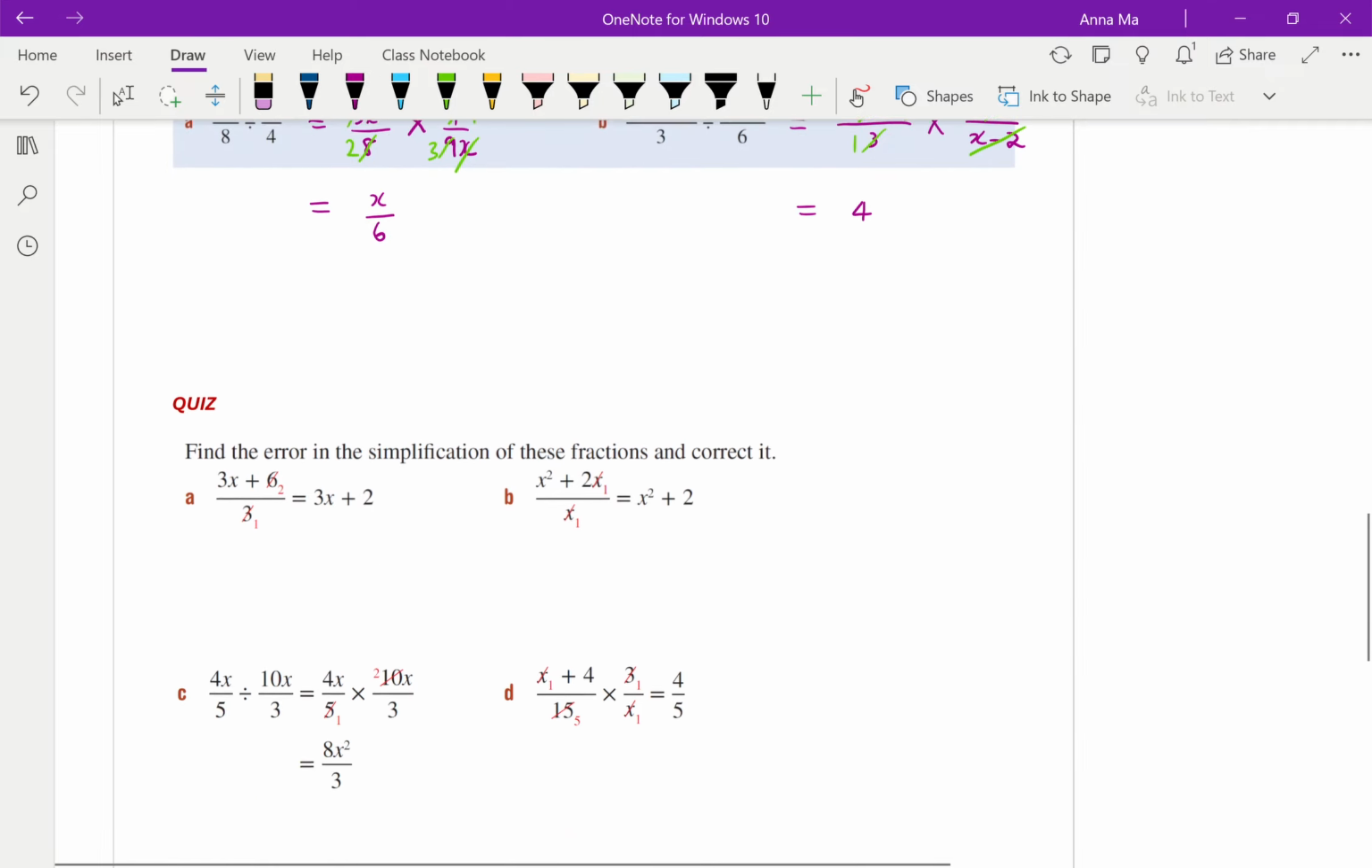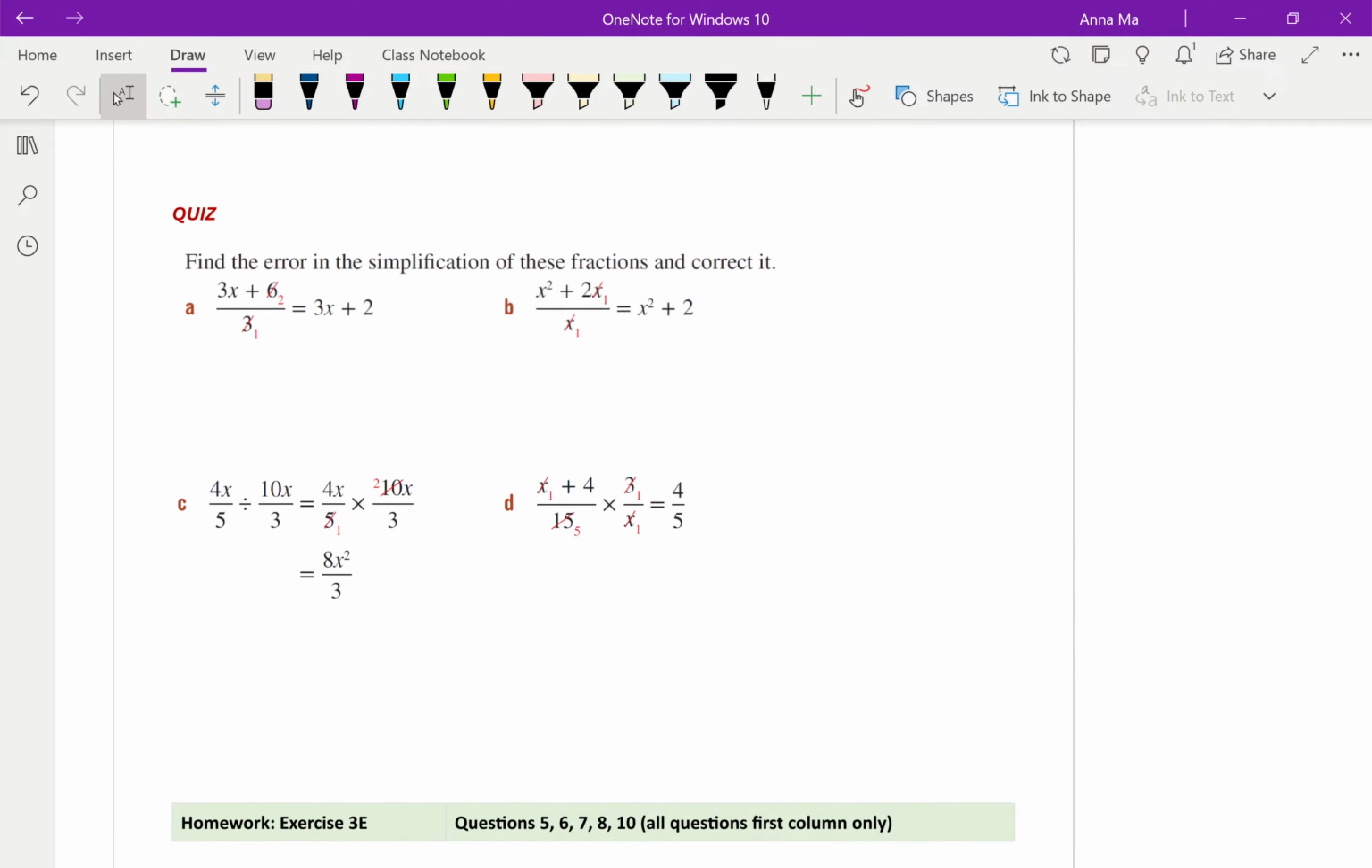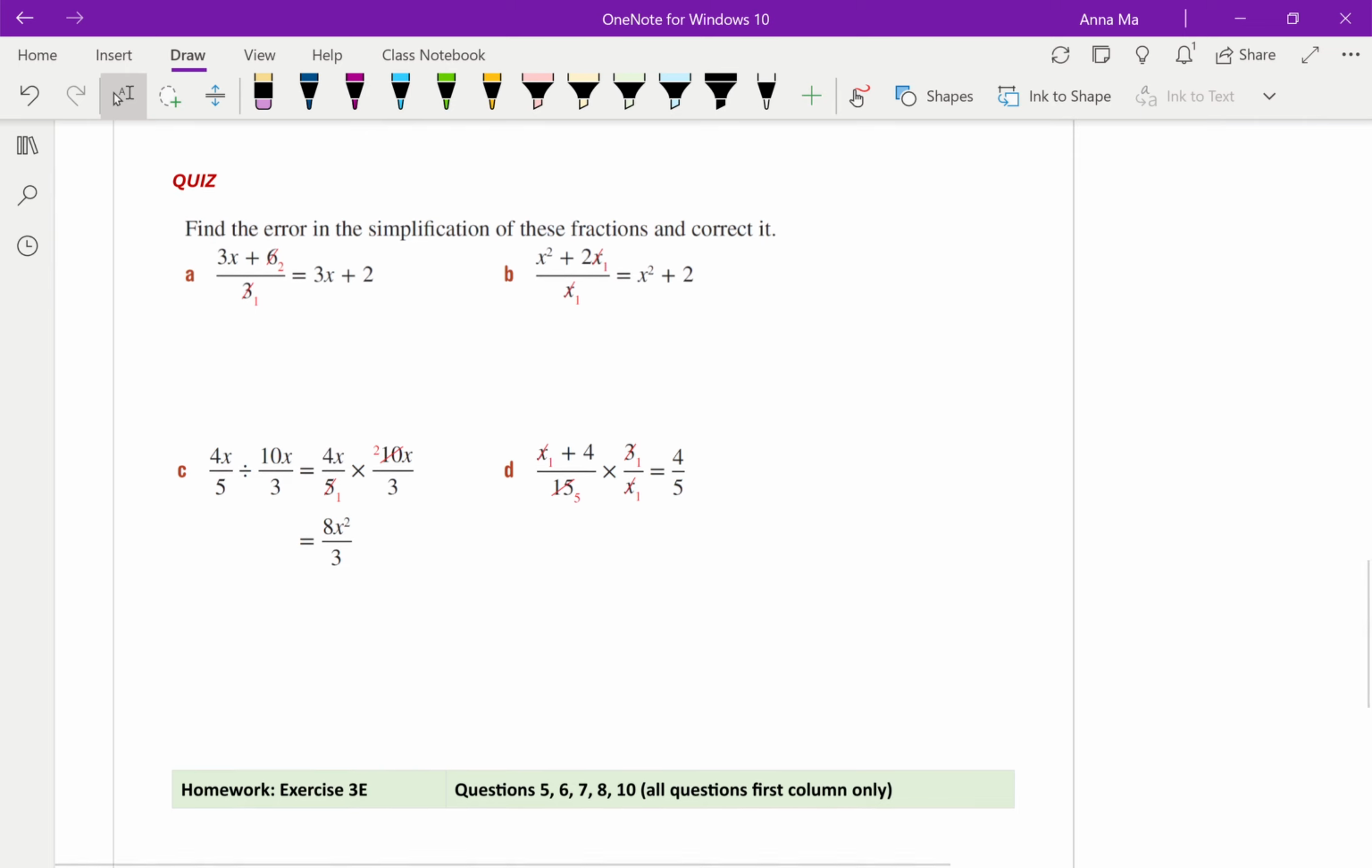Now I've got a quiz on the bottom of the worksheet here. It says find the error in the simplification of these fractions and correct it. This one I'll leave it up to you guys to try, and then in the next lesson that we have, I will go through the solutions and see how many people get it right. So find the error and correct them to get the actual answer for each of the questions.